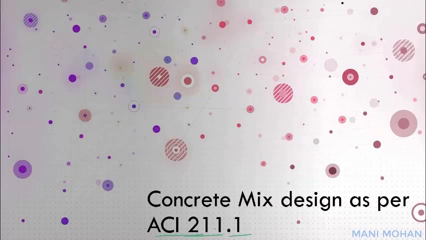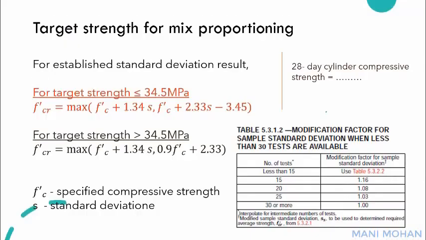The absolute volume method of mixed design, as described by the ACI method, is briefly presented in this session with design steps for mixed proportioning of M20 grade concrete. ACI mixed proportioning method is suitable for normal and heavyweight concrete having maximum 28 days cylinder compressive strength of 45 megapascal or 45 Newton per mm square.